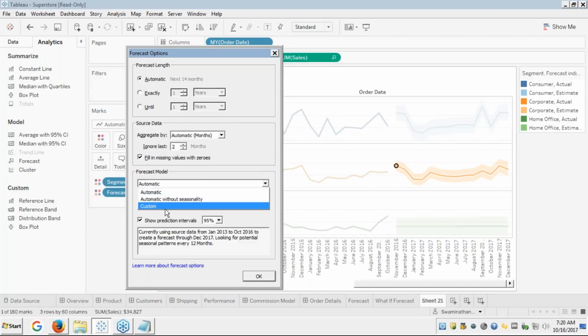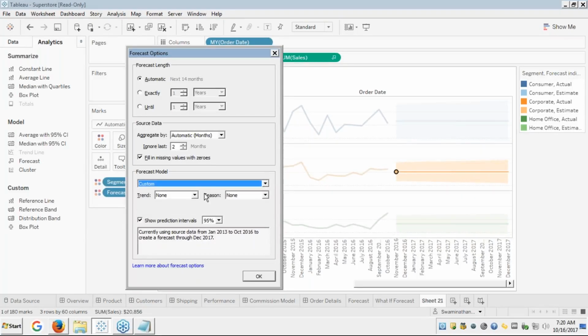There are also other options you can use, something called custom forecasting, where you can set the trend. There are two types: an additive trend and a multiplicative trend. Additive trend is, for example, when you have a spike in the data every December. Generally, whatever the spike percentage is, for example 10%, next year it just adds 10% to the existing sales. So that's what it does.